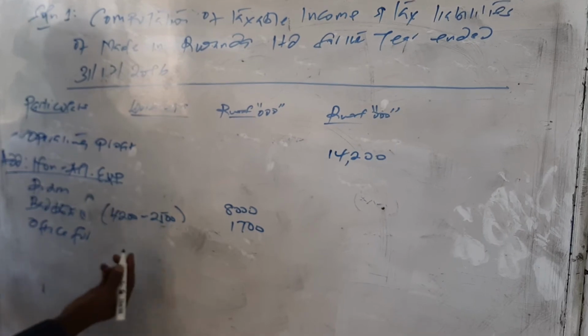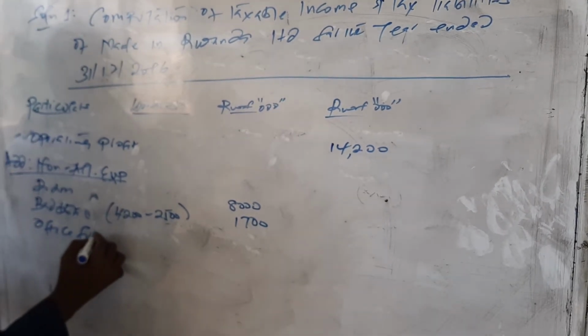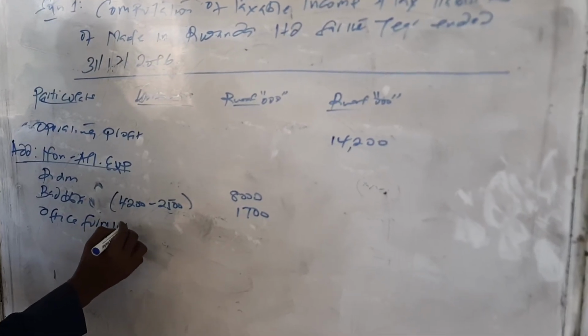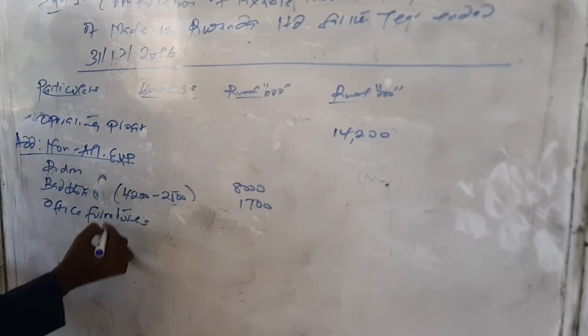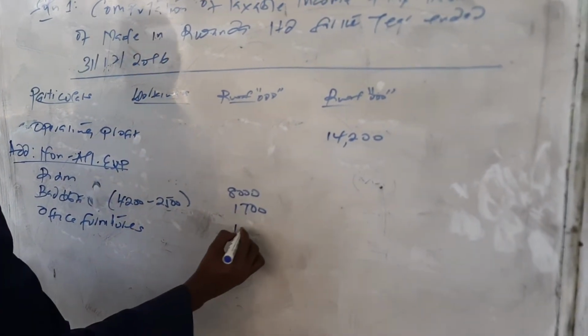I also have the office furniture. It is also a non-allowable deduction. Office furniture here is 10 million.